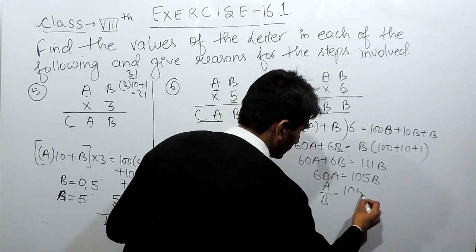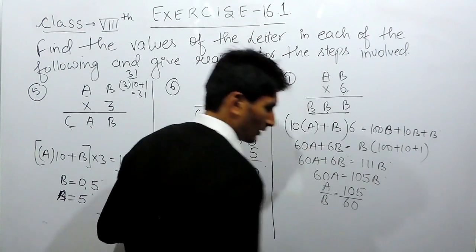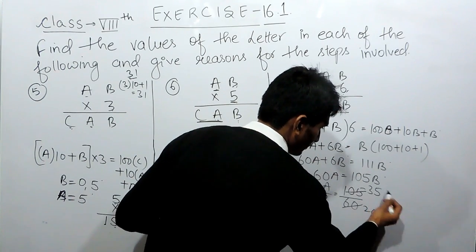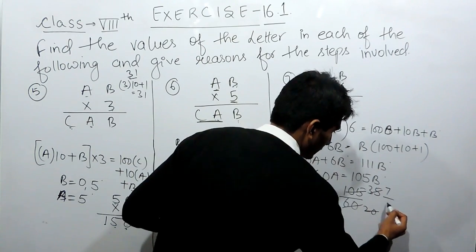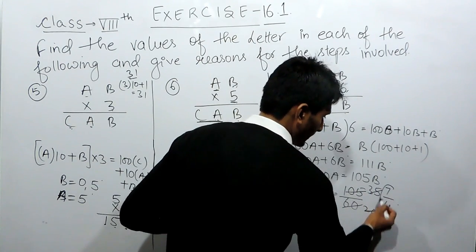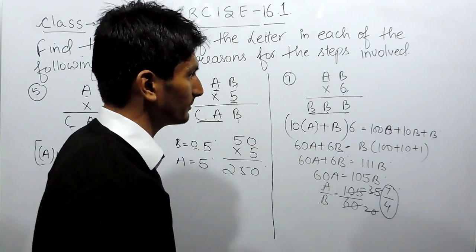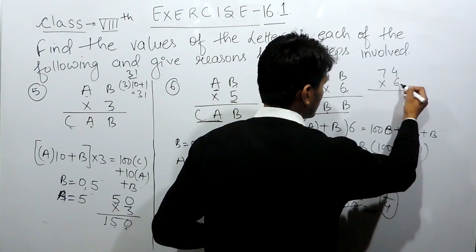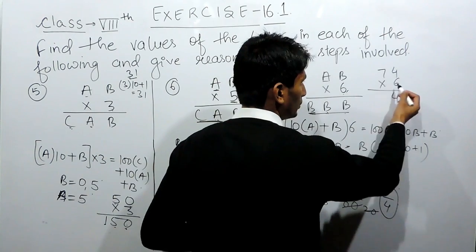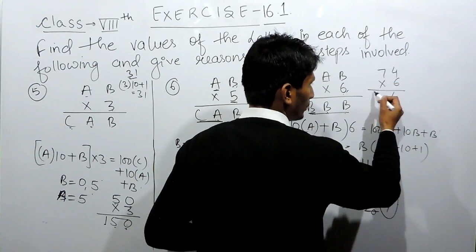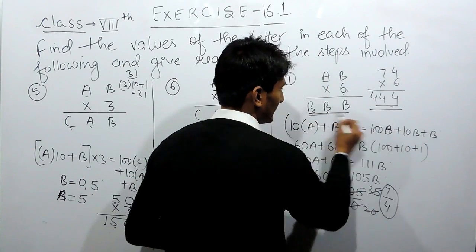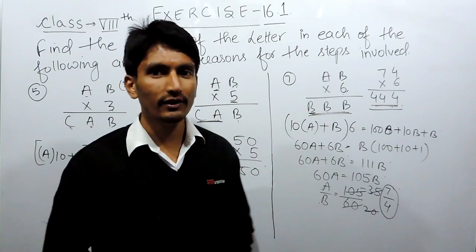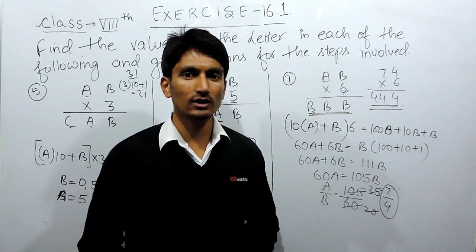If I find the ratio of a and b, this can be cancelled by 3: 20 times, 35 times, and then by 5: 7 times, and 4 times. So the ratio of a and b is 7 by 4, meaning the values of a and b here must be 7 and 4. So 7 and 4 multiplied by 6: 6 4s are 24, carry 2, 6 7s are 42, and carry 2 makes 44. So these 3 digits are the same. In this case it's better to form the equation instead of directly assuming the values. So this is how you can solve this question. Thank you.